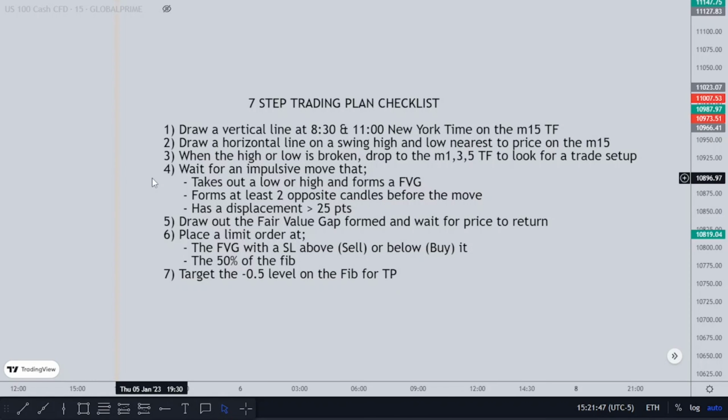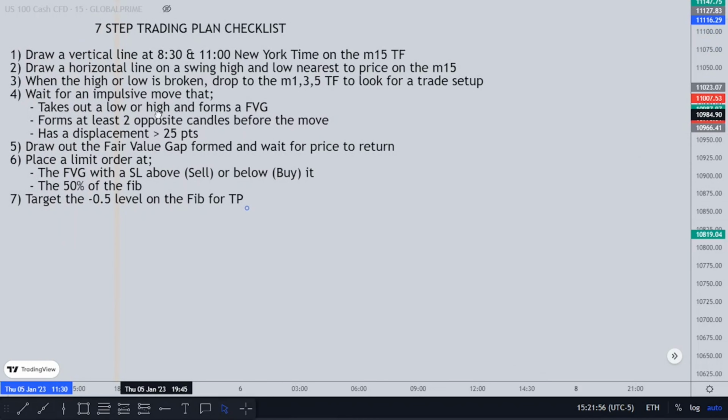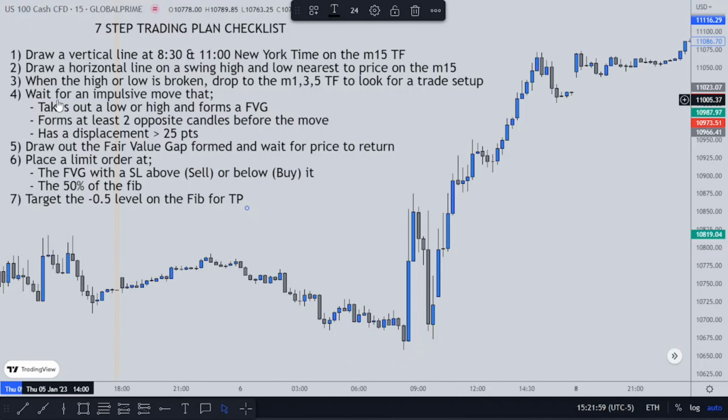So we wait for an impulsive move that takes out a high or a low and forms a fair value gap. So let me demonstrate that to you guys right now. Looking at the chart, we are waiting for an impulsive move. So that's the first thing, right?